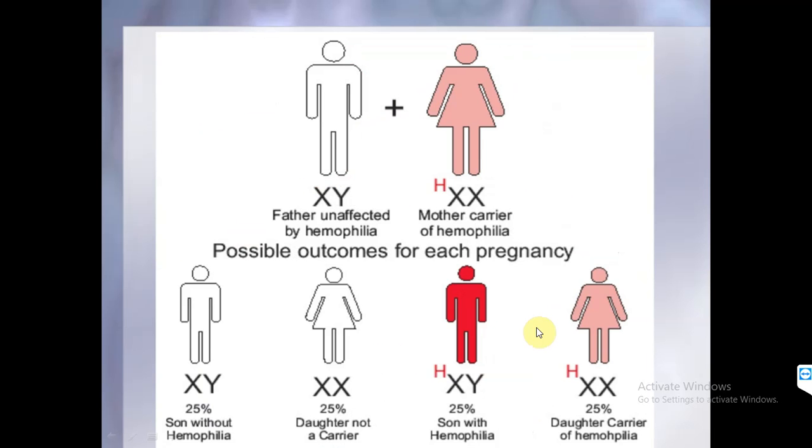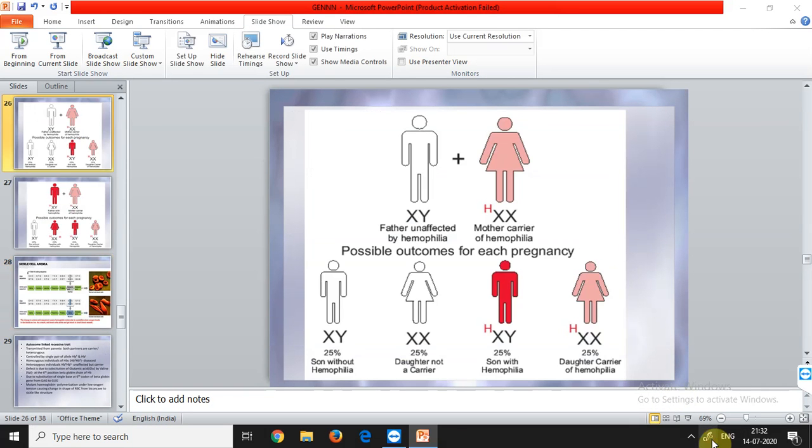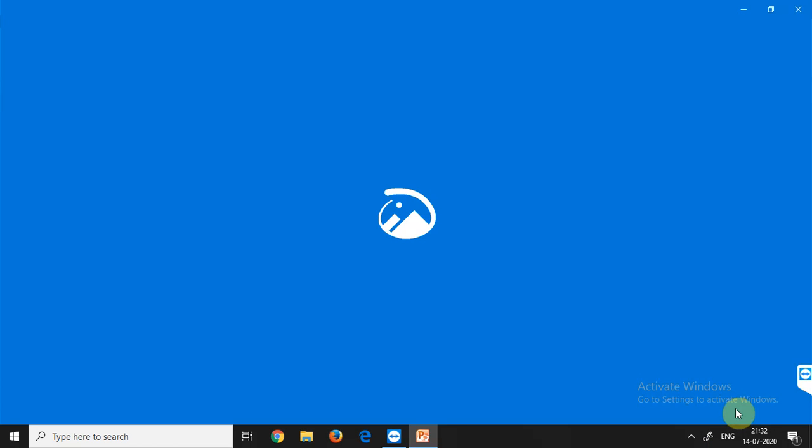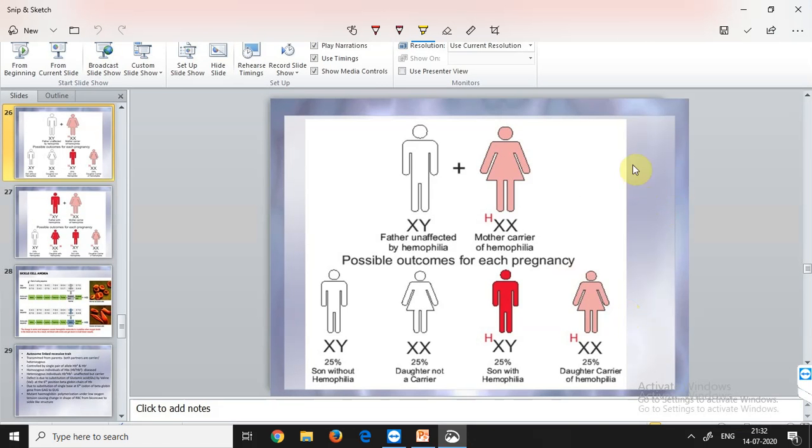Now again counting on the further outcomes. What happens when the father is unaffected, that is the X chromosome of the father is normal but the mother is a carrier? She is not diseased but a carrier because only one X chromosome is affected. Possible outcomes: XY, 25% of the sons are produced without hemophilia. I will show you by making a Punnett square. So yeah, first see what the parental combination is.